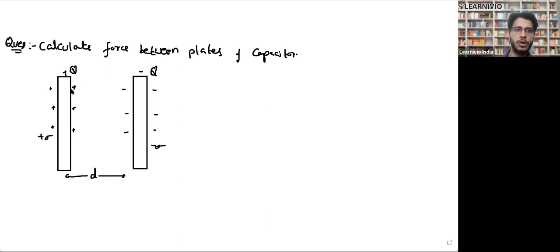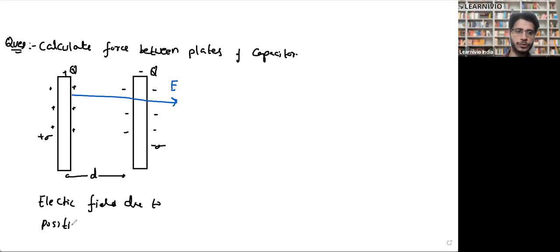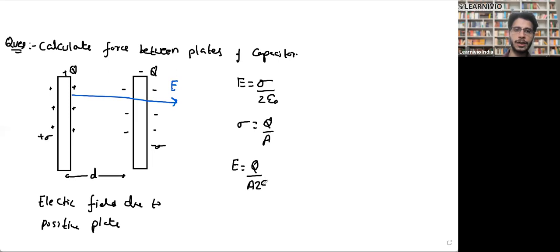What we will do is, we will take the field due to one plate, E, the electric field due to the positive plate. So I can't use Coulomb's law to calculate this force. So I will use the expression of field. Field due to the positive plate is sigma over 2 epsilon. Sigma I can write as charge upon area. So the expression of field is Q by A into 2 epsilon. That's the electric field. That's the first equation.